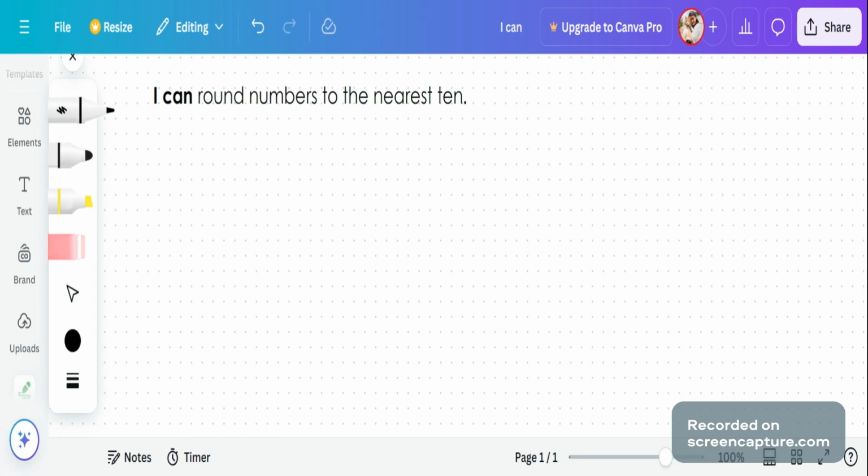Now write the number 71. I want you to round 71 to the nearest 10. Go ahead and type the correct answer into the box that's going to pop up on the screen. You are rounding 71 to the nearest 10.